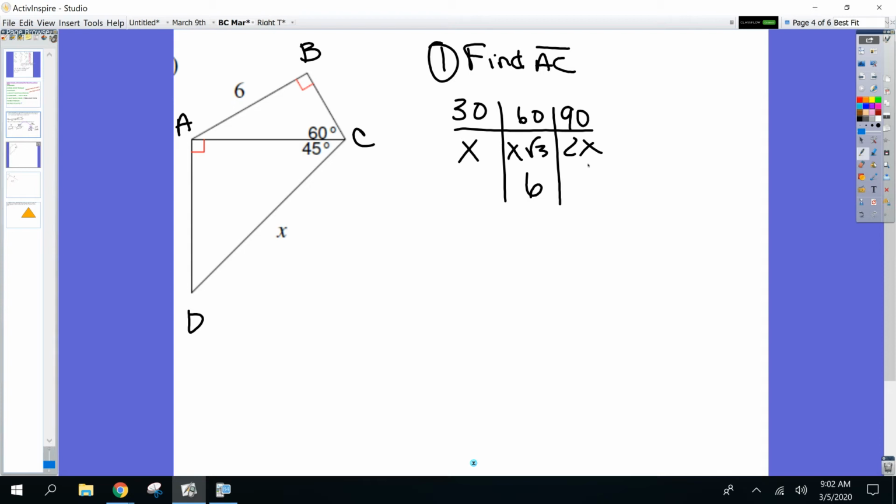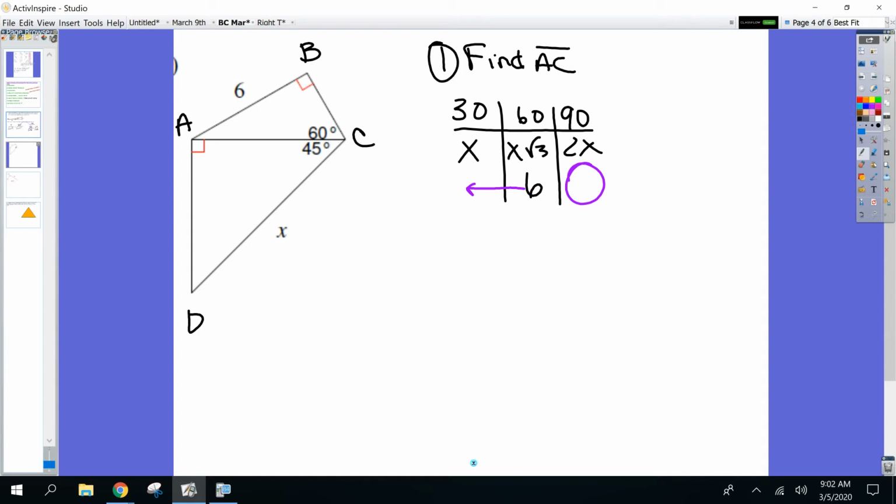All right, got to get me there then. I need to go from here to there somehow. You're not going to do it directly, remember. We got to go backwards to the 30, and then we'll go to the 90. All right, so what am I doing to this 6?